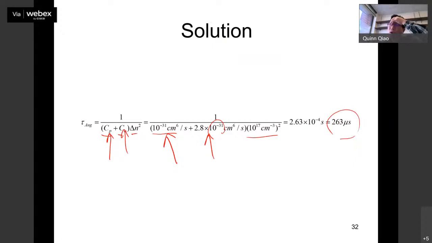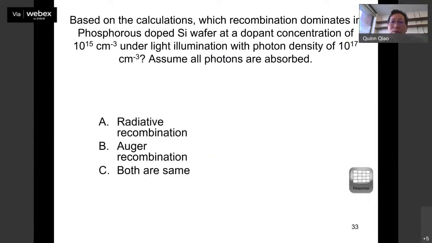Now think about it: the auger recombination is much faster, right? 263 microseconds is quicker, and the band-to-band recombination is 2.11 milliseconds, right? So which recombination happens quicker and dominates? That's why auger will dominate, okay? The question asks you which will dominate. The time is shorter, the recombination rate R is higher, so that will dominate, okay?